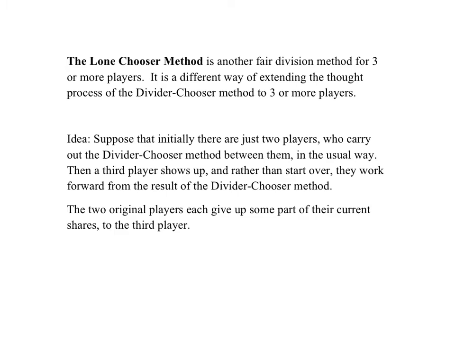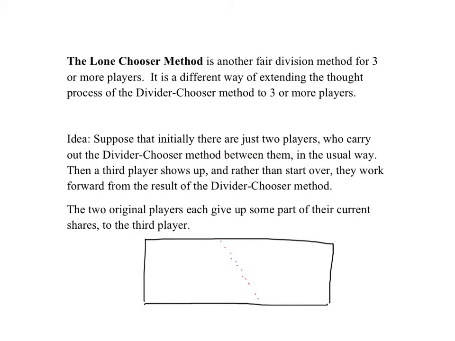The lone chooser method is another fair division method for 3 or more players, and it's a different way of extending the logic of the divider-chooser method to 3 or more players. The idea is that initially there are just 2 players. This is one way to think about it. There are initially just 2 players, and what do 2 players do? They carry out the divider-chooser method. They divide up the goods, whatever the goods are, in the usual way.